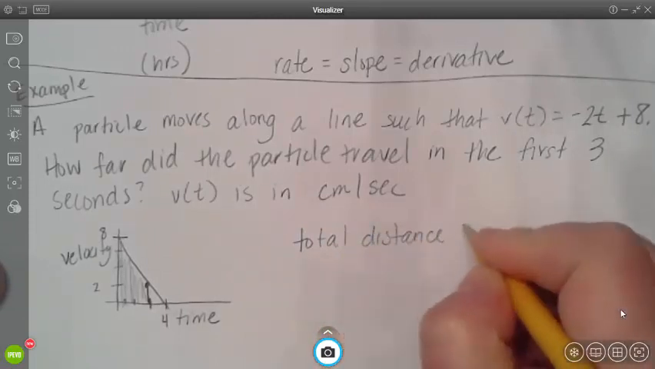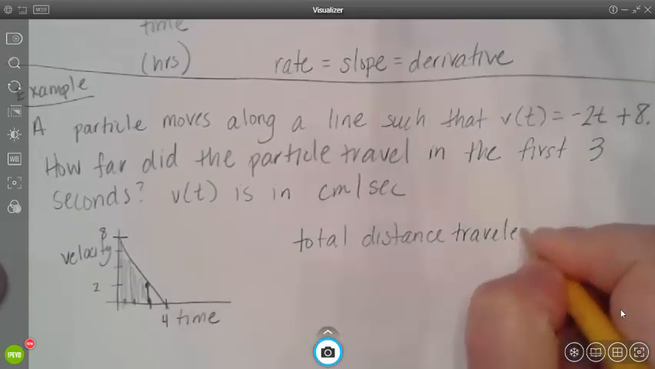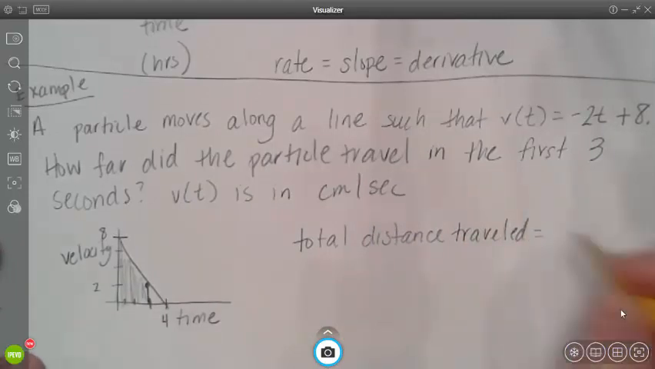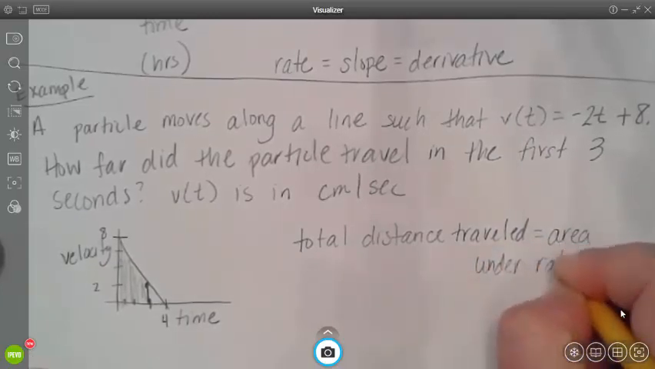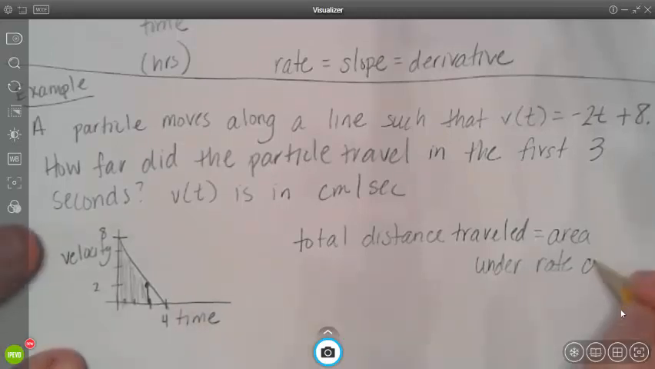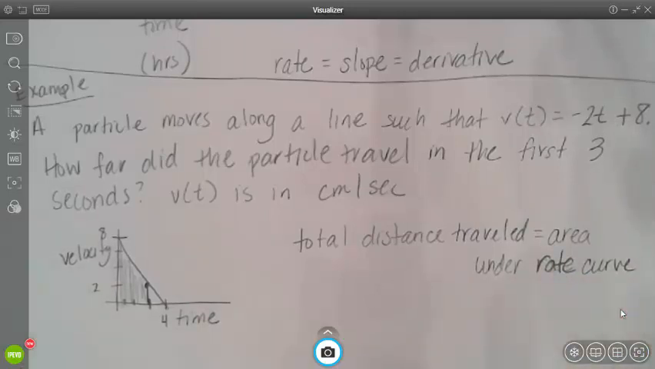Okay, the total distance traveled is equal to the area under the rate. I'm just going to call it the rate curve. Okay, because we're going to be talking about some things that aren't necessarily distance and velocity, but maybe how fast oil is leaking out of a tank, and so we want to figure out how much oil spilled out, or how fast I can fill a water tower, so that I want to know how much total water's in there.